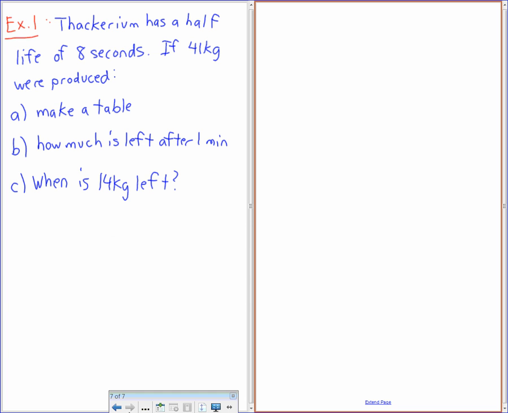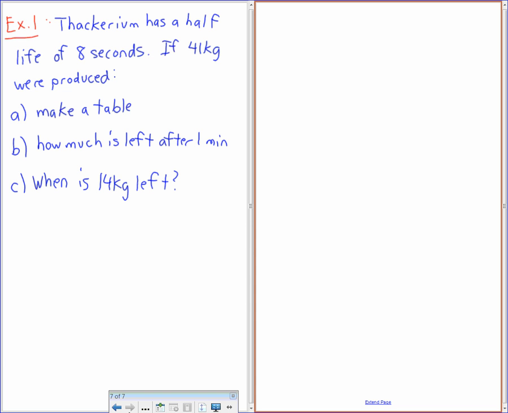Just to make sure: after 8 seconds, half of it's gone. After 16 seconds, how much is gone? 3/4. 3/4 is gone, right? Because it's half of a half, and this is where the table comes in.